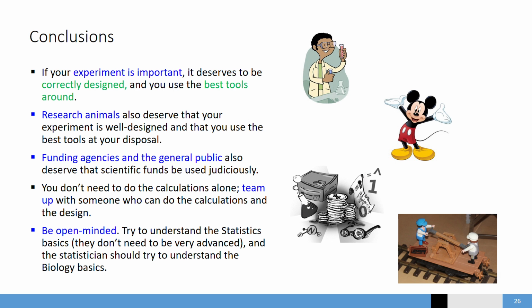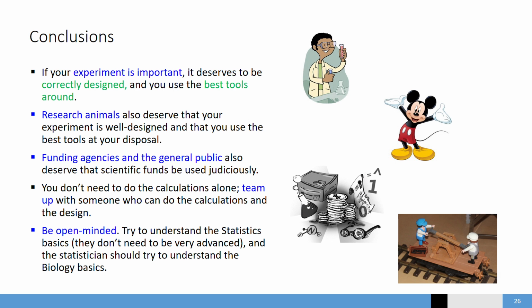So in conclusion, if your experiment is important, it deserves to be correctly designed from the very beginning, and you should use the best tools that you have at your disposal to do the analysis and to do the experiment. That is obvious from the experimental point of view: you want to use the best chemicals, the best devices, the best equipment, but also for the data analysis. You want to use the best statistical tools that you have around.